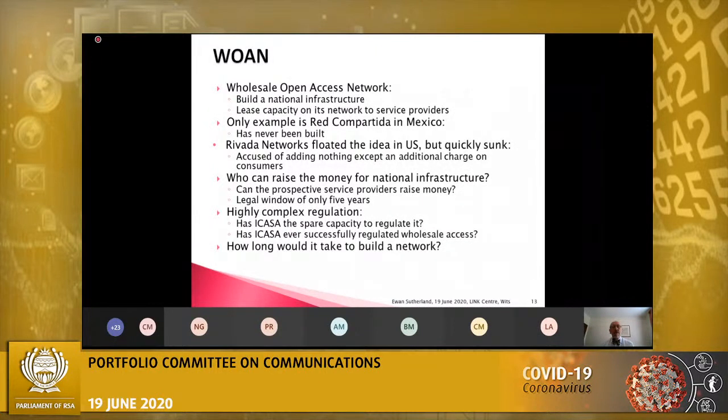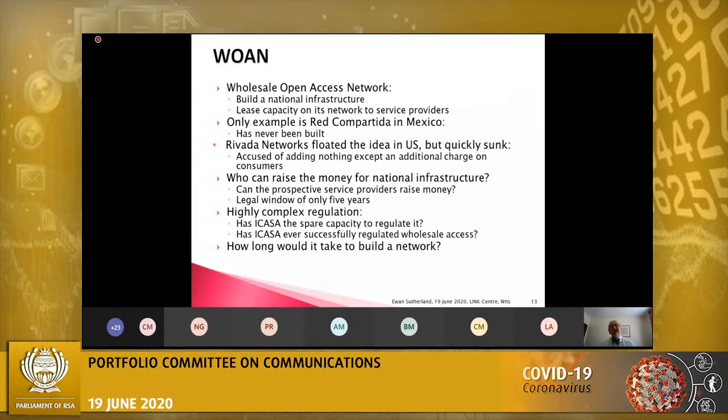The only example anybody's ever quoted is the so-called Red. Red is the Spanish word for network. Red Compartida in Mexico, but that's never been built. Partly, I think it was intended to be a rival to the Carlos Slim América Móvil network, but AT&T has built a network there. So the idea of going up against two operators with extremely deep pockets. Carlos Slim is the richest or second richest man in the world. As far as anybody knows, the Red Compartida has not been built and probably won't be built.